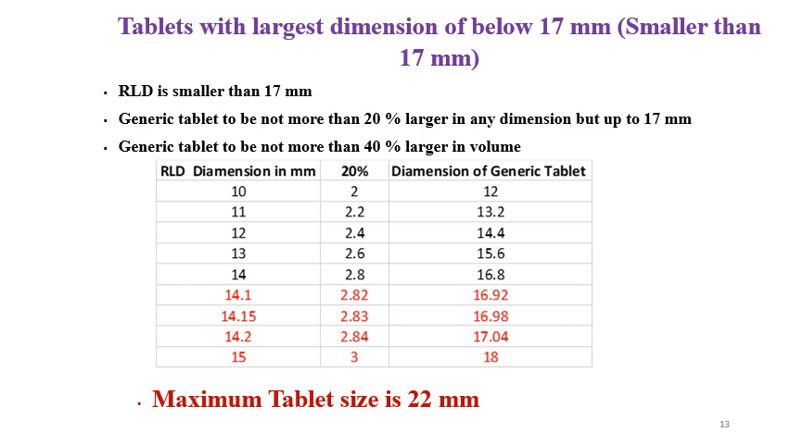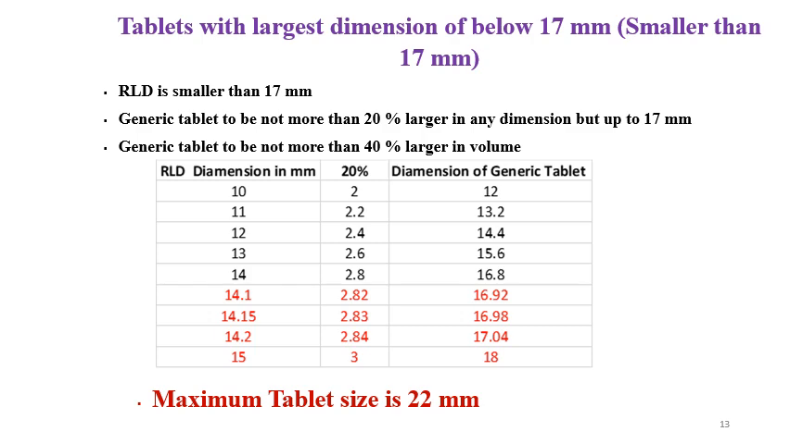Many of the professionals find it difficult to understand this. If the RLD is 15 mm, then you cannot get the 20% larger dimension because it will become 18 mm. So whenever you are working on this type of formulation, always remember that if the RLD is smaller than 17 mm, then you can go up to 17 mm only as the largest dimension.